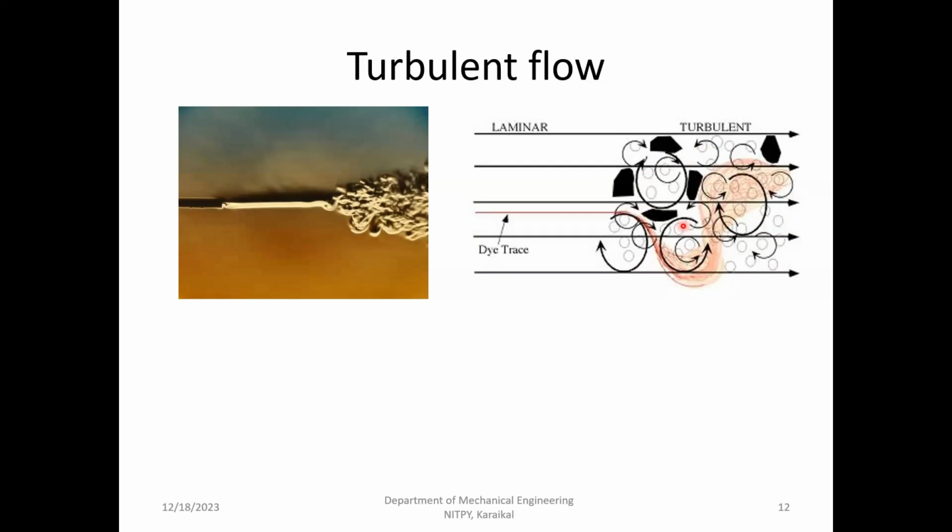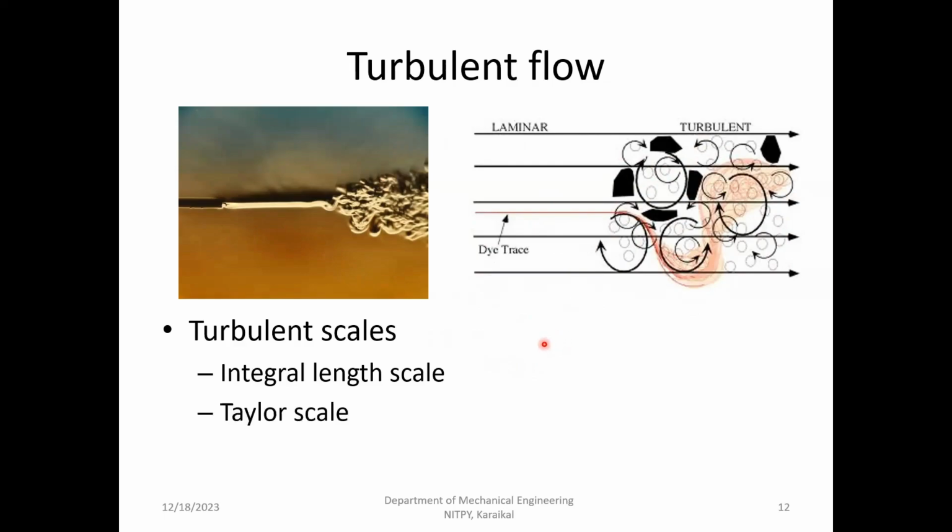Now, in turbulent flows, we are going to have different turbulent scales. From the integral length scale, the largest eddy can be almost the same size as your phenomenon, the diameter of the pipe. And then Taylor scales, the intermediate ones. And then you have the Kolmogorov scale, the smallest one.